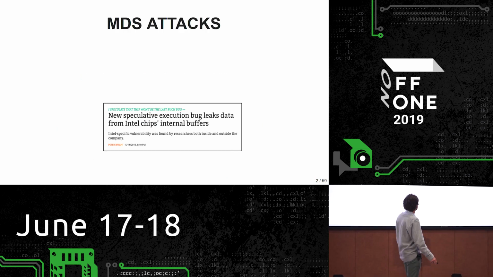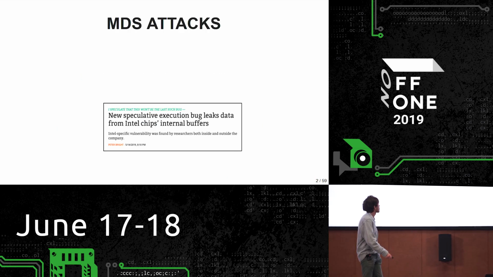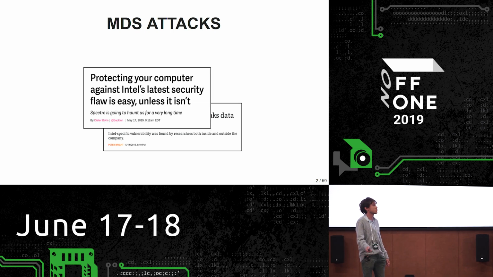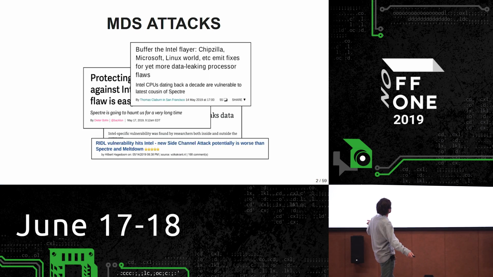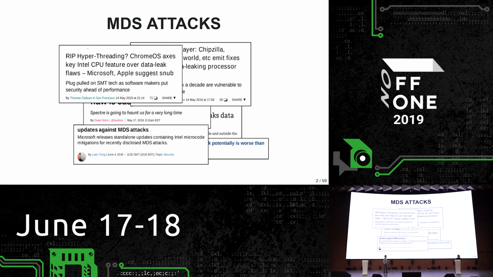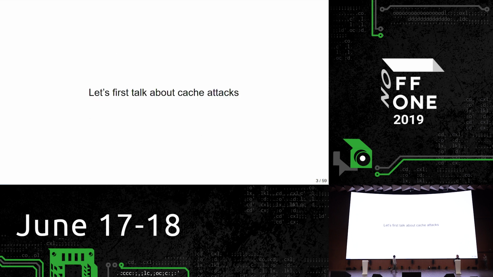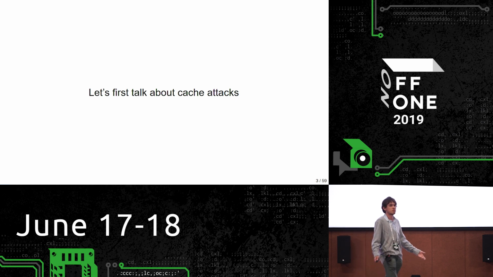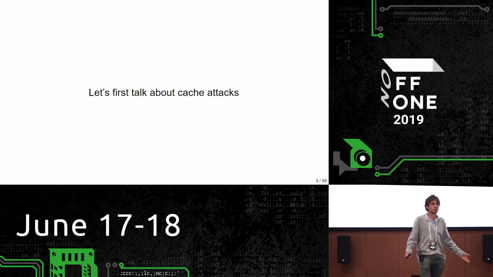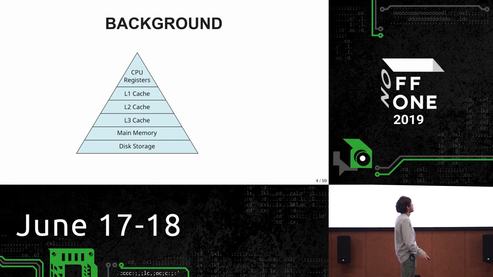So you might have seen it in the news: "New speculative execution bug leaks data from Intel chips' internal buffers." This is another one. This has been in the news as MDS attacks, or sometimes specifically as RIDL and Fallout. But before I can start talking about what MDS attacks are, I want to give you a bit of background. So I want to talk a bit about cache attacks first.